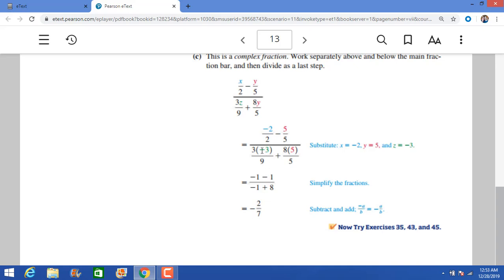And then the top, this is going to give us a -9 over 9. This is going to give us a 15 over 5, which is going to give us a 3. Or excuse me, I'm sorry, 40 over 5, which is going to give us an 8, because 5 divided by 5 is 1. So either way you do it, you're going to get the same value. You're going to end up with 8. And so we get -1 plus 8, which gives us 7. And so we get -2/7 as our final answer.